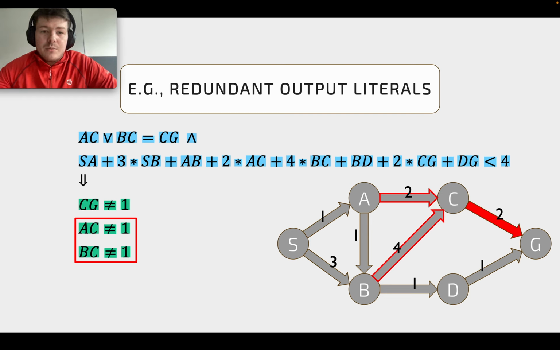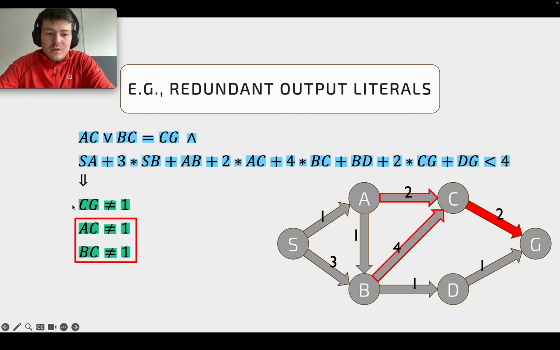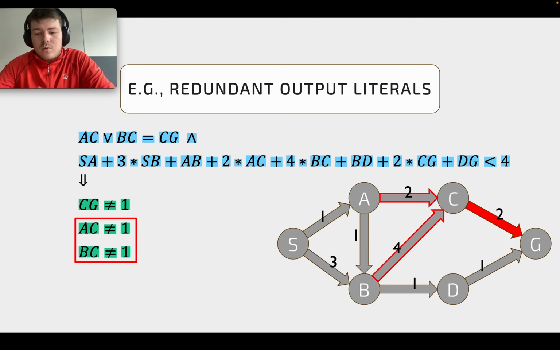And so this is, for example, a nice example of redundant output literals: we could have derived that A to C is not used and B to C is not used, from the same set of constraints that we derived C to G is not used. But we didn't do it because we actually don't need it for our explanation. So this is very important.